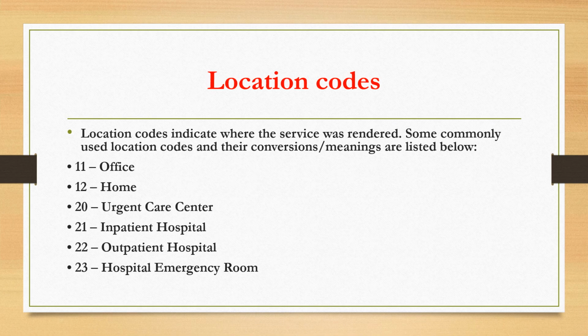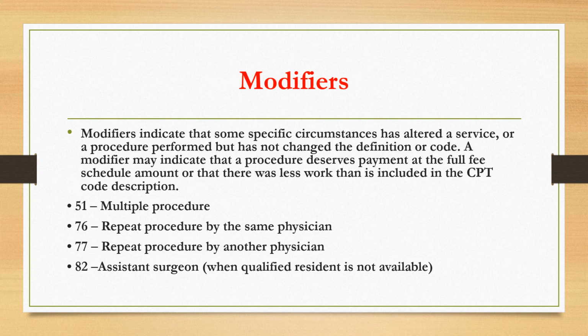For the location too, they use, for office it's 11 and home 12, urgent care 20, inpatient hospital 21, outpatient hospital 22, hospital emergency room is 23. Location codes indicate where the service was rendered. Some commonly used location codes are these: office, home, urgent care, emergency room, outpatient, inpatient. These are the basic ones.